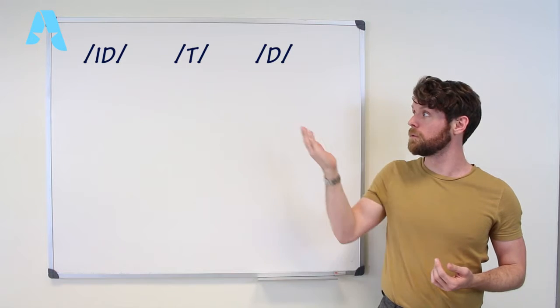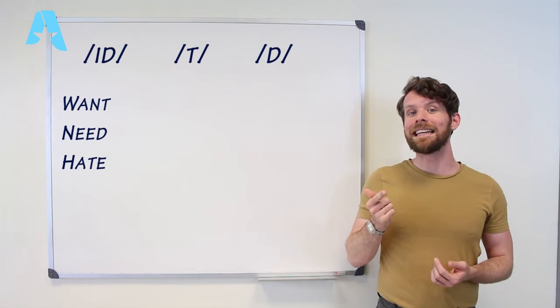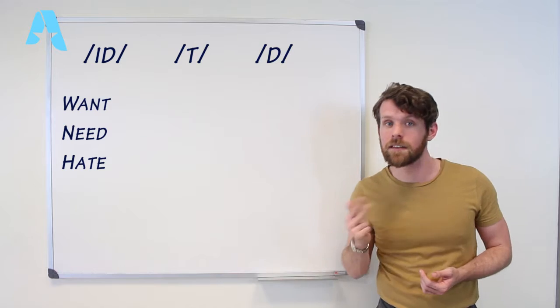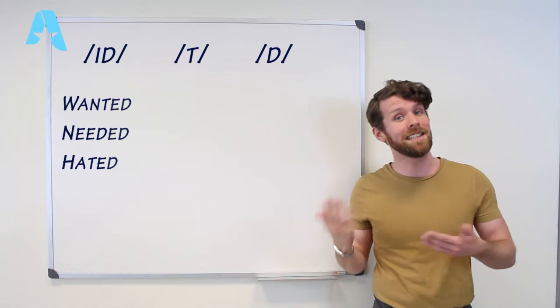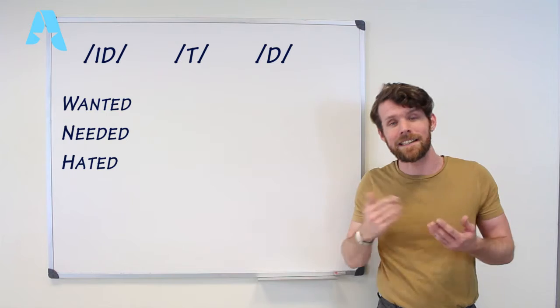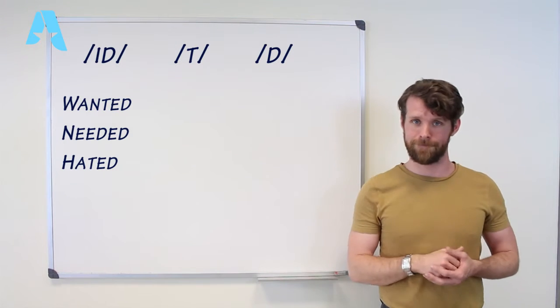Also, it's very easy to remember when we say this id pronunciation, because we say it when the final sound in the verb is T or D. For example, want, need, hate. Remember, we're listening for the final sound, not looking for the final letter. So want becomes wanted, need, needed, hate, hated.